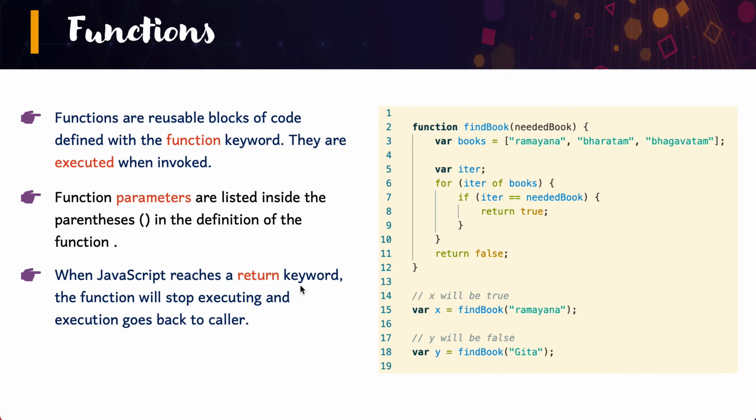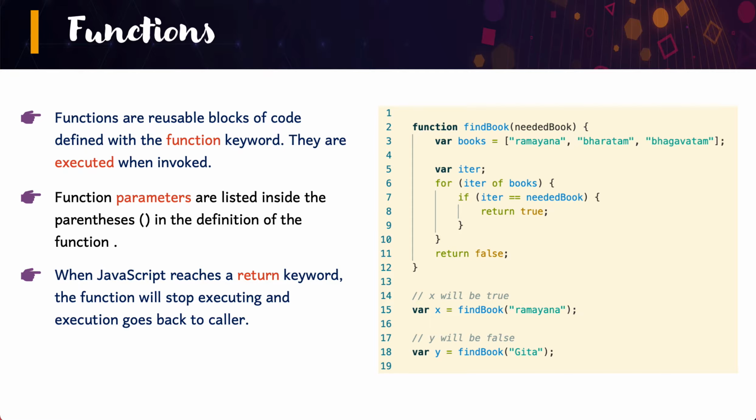And when JavaScript reaches a return keyword, the function will stop executing and execution goes back to the caller. You should already be familiar with the for of statement. But notice the use of return in line number 8 and also in line number 11. We are invoking this function from line number 15 and line number 18.